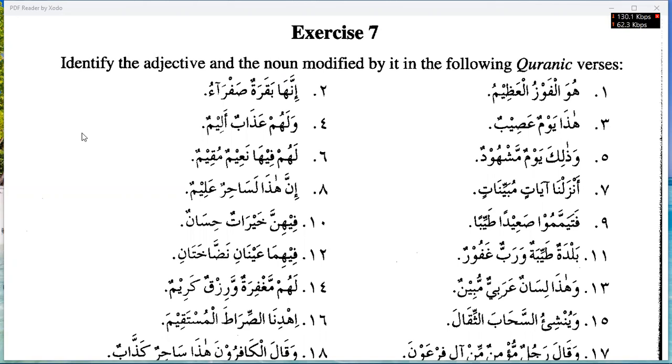Assalamu alaikum. Wa alaikum assalam. Lahum fiha naimun mukimun. Naimun is Manut and mukimun is Naat. Anzalna ayatin mubayyinatin. Ayatin is Manut and mubayyinatin is Naat. Inna haza lasahirun alimun. Lasahirun is Manut, and alimun is Naat. So sahirun is Manut.